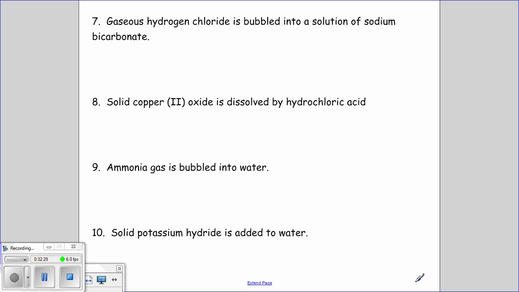That's a hard one, so you might want to watch that one again if you don't remember how to do that one. Number 7, gaseous hydrogen chloride. So hydrogen chloride is another name for hydrochloric acid. Sometimes when it's in gaseous form, they don't write it as acid. They just write what the gas is called because it's just a molecule at this point. It's not going to be dissolving in solution. Is bubbled into a solution of sodium bicarbonate, NaHCO3, which is just baking soda.